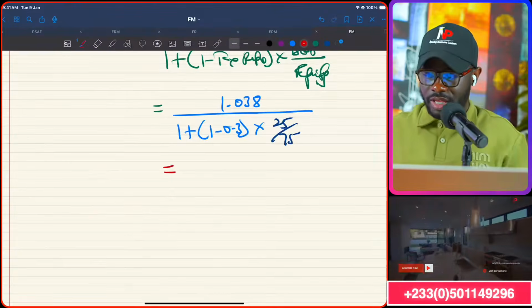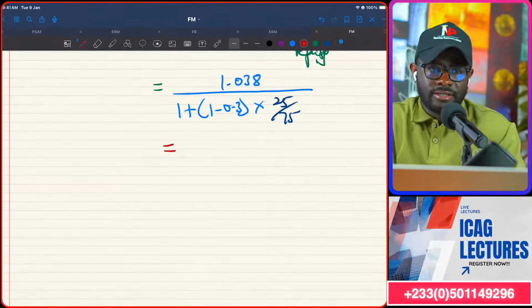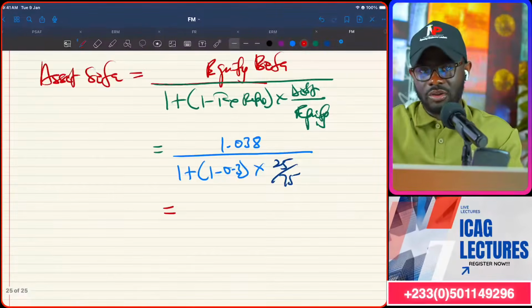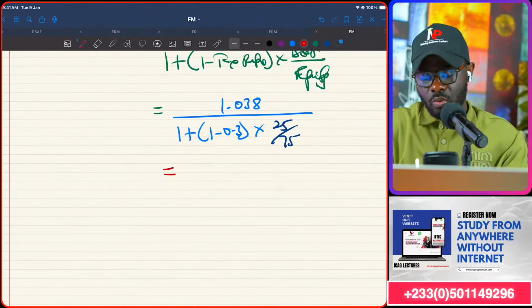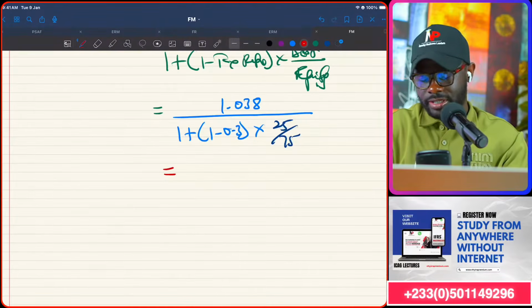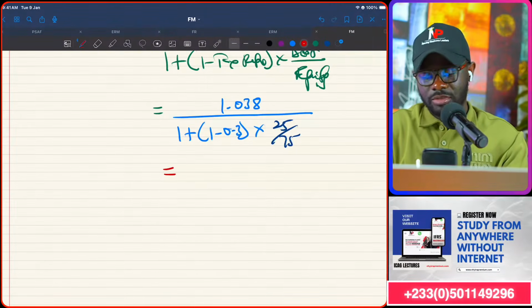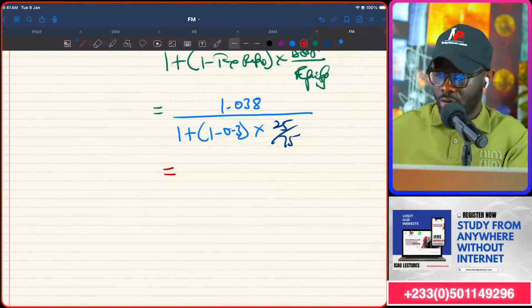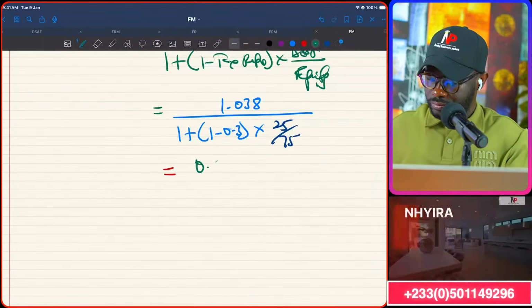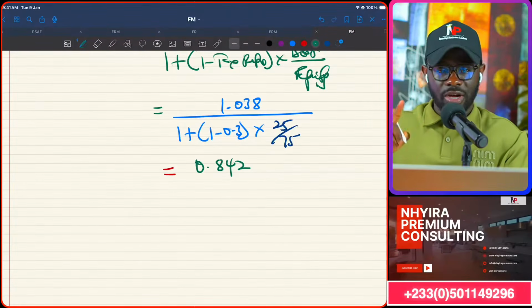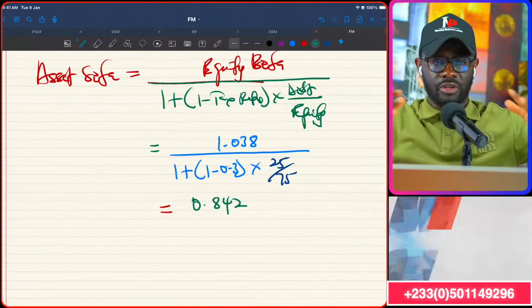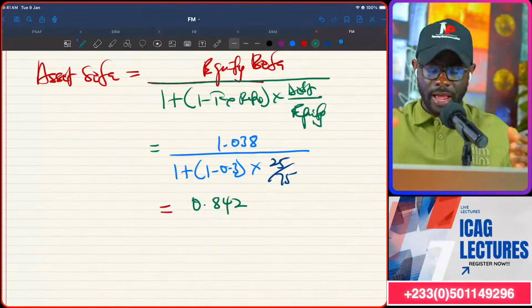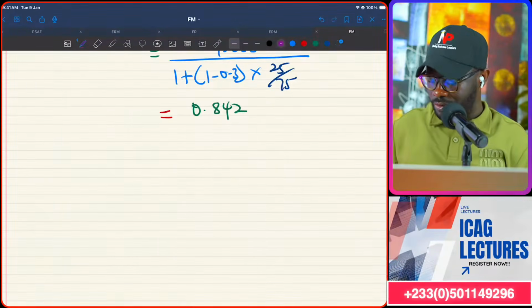So we punch this out to give us the ungeared asset beta, so that we can now re-gear to calculate the equity beta for our company. So 1.038, 1 plus into bracket 1 minus 0.3, bracket close, times fraction 25 over 75, and that is giving me 0.842. Okay, 0.842. So that is the ungeared asset beta for the industry, for the new business that we are going into, new business area, so that we can now re-gear that to calculate equity beta for the project.